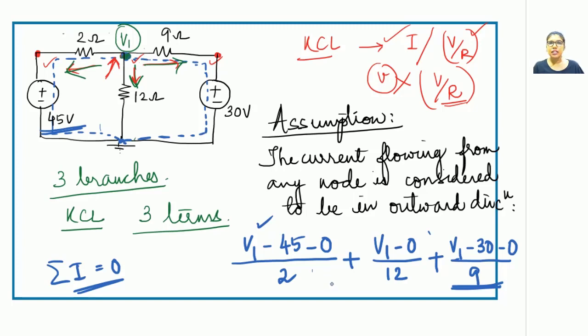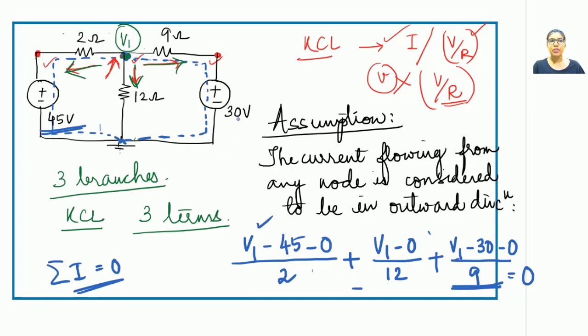So what does KCL say? KCL says that the summation of the current at a particular node is equal to 0, or the summation of current entering is equal to the summation of current leaving. Since we have assumed that all the current flows in the outward direction, none was coming in the opposite direction. So everything was additive in nature. So how do you conclude this equation? That is equal to 0. So this is how you should write the KCL equation.